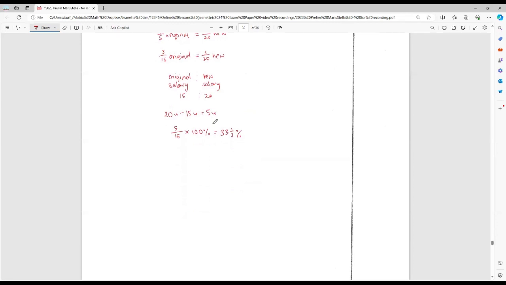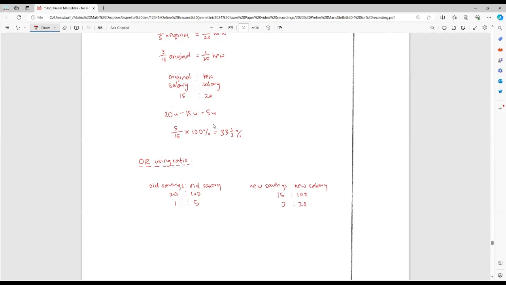Alternatively, this is using ratio. So using ratio, if you're more comfortable with using ratio, then the old savings to the old as in original salary, he saved 20%. So 20 to 100. 1 to 5 when you simplify. Then the new savings to the new salary is 15 to 100, plus 15%, 3 to 20.